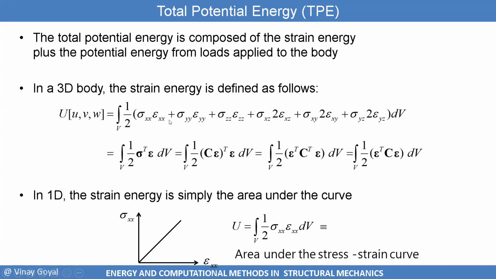And if you're trying to remember how we got to this for a linear system for 1D, if this is a stress strain curve, then the area under this curve gives you that strain energy density. And so that's clearly 1/2 sigma xx epsilon xx, which is the area under this triangle.